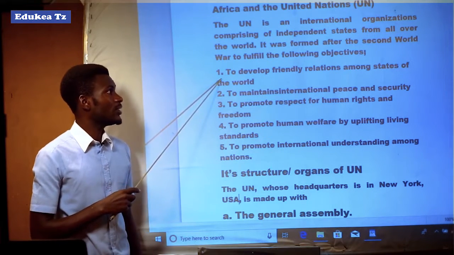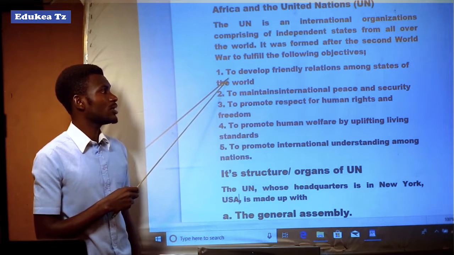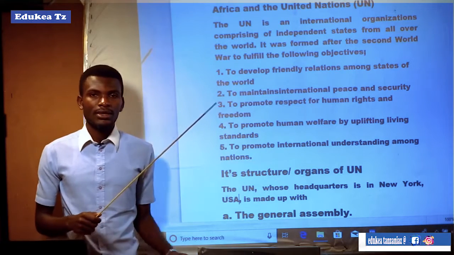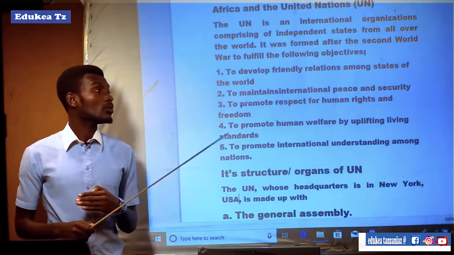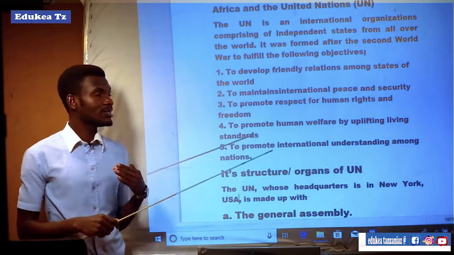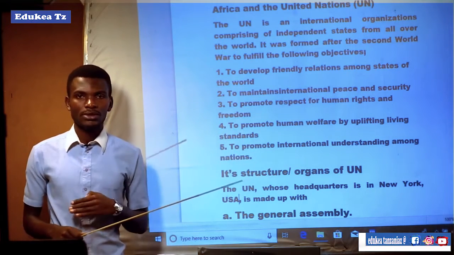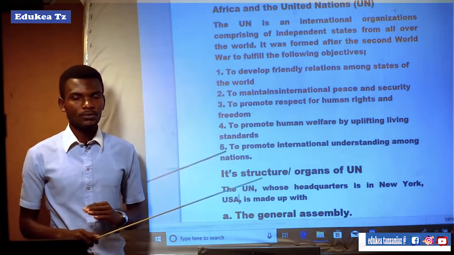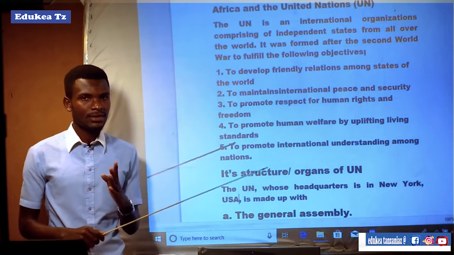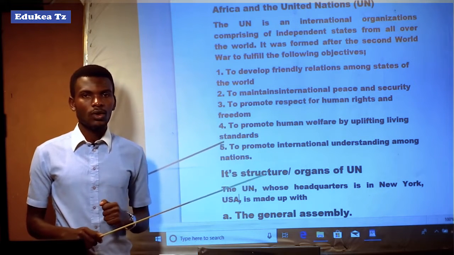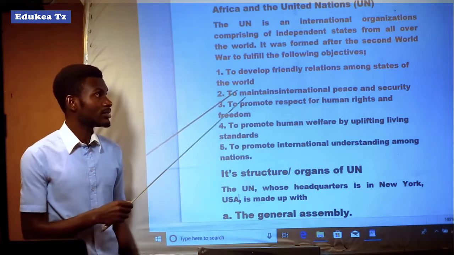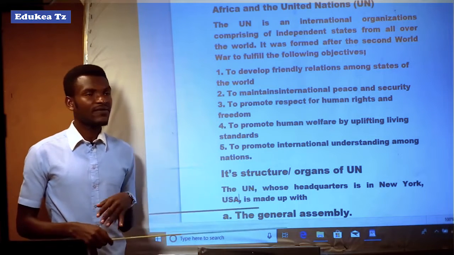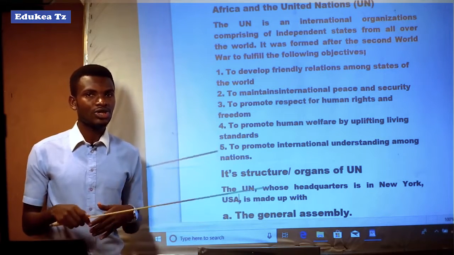The following are the objectives, and the first one was to develop friendly relations among states of the world. It means that the first objective of the UN was to develop friendly relations among states of the world. The UN wanted to develop friendship among the independent states that are present in the world, in order to ensure that there is friendship or friendly relations among each other.